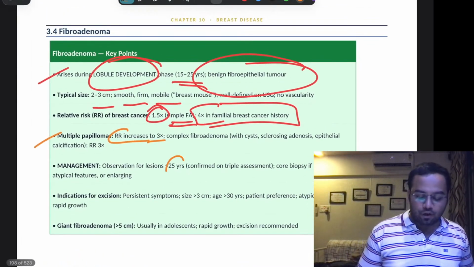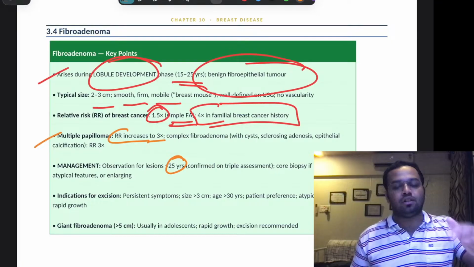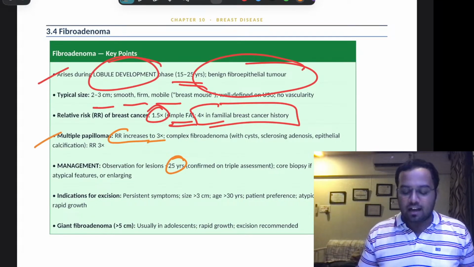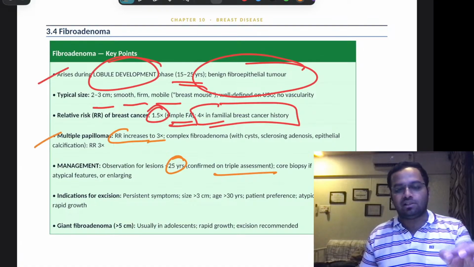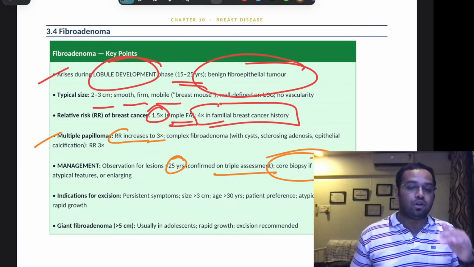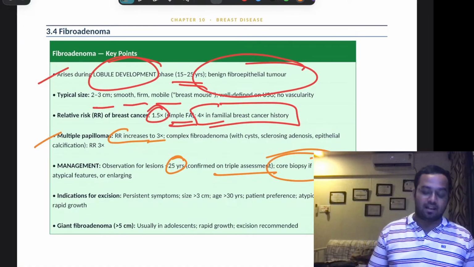Management is observation for lesions. Why? Because till 25 years of age more fibroadenomas can form. After 25 years of age you can go for excision. Confirm by triple assessment. FNAC karo because you think that it is benign. FNAC is sufficient. Core biopsy if more than 25 years because fibroadenoma is less likely in 25 years of age.